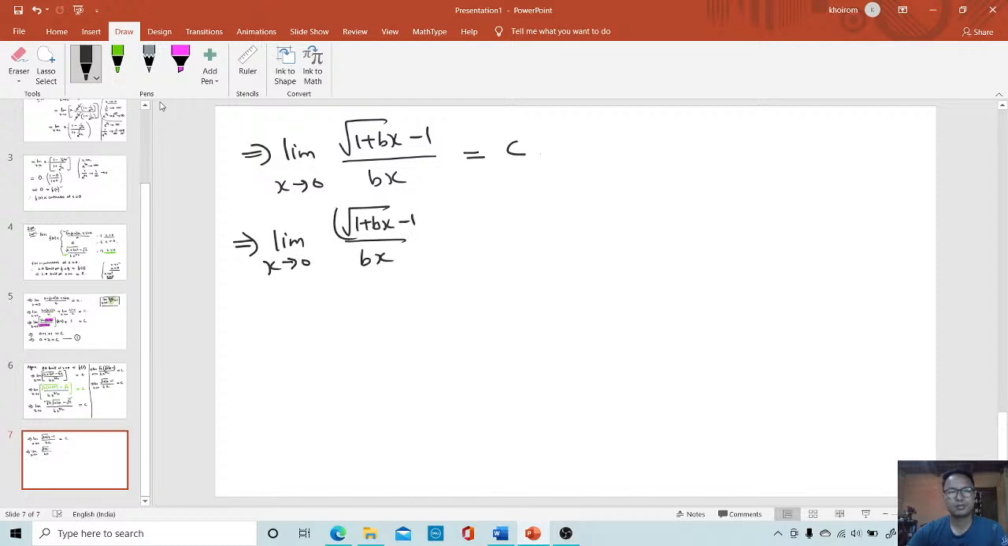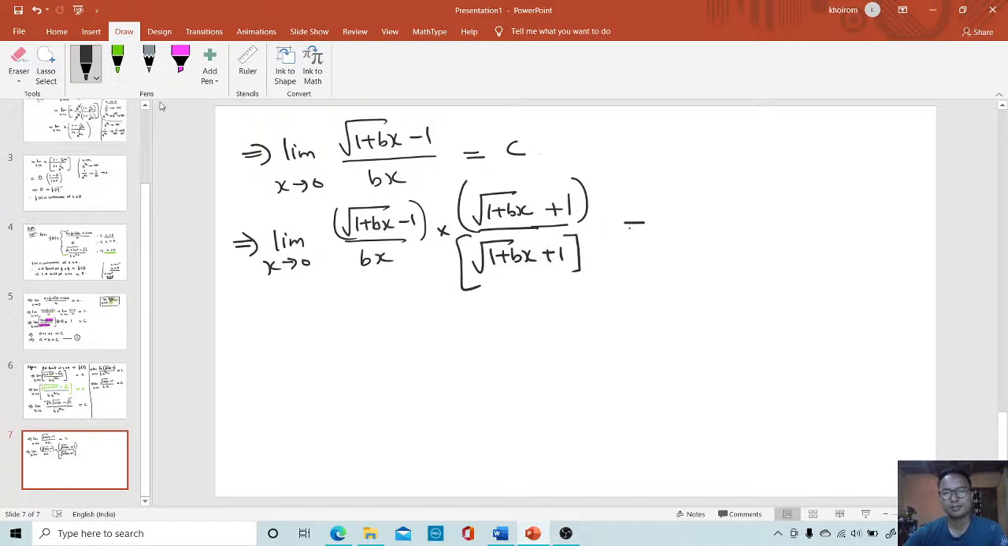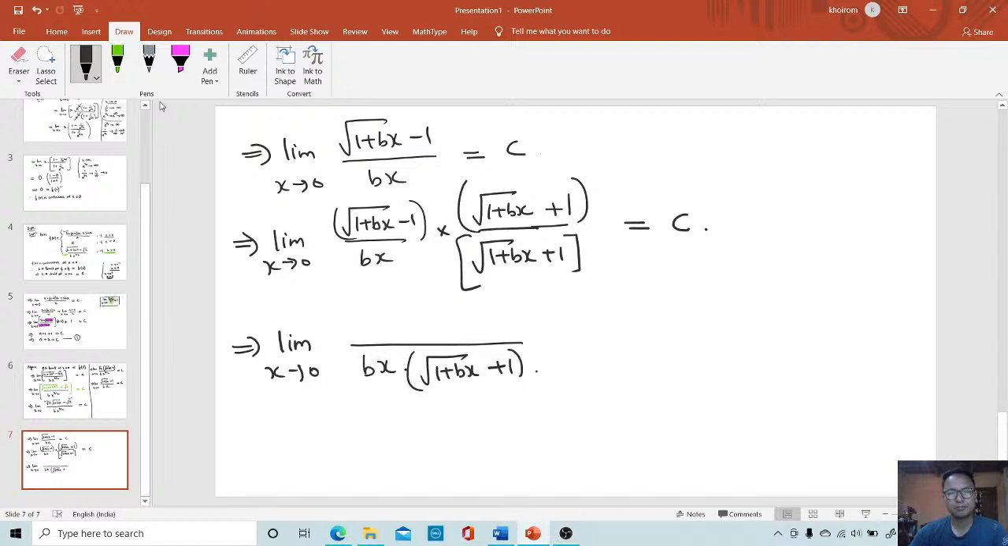So what we do is multiply and divide by the same number: the square root of 1 plus bx, plus 1. Multiplying and dividing by the same number, we get bx times the square root of 1 plus bx plus 1 in the denominator.